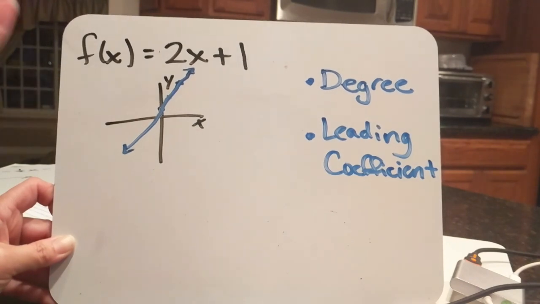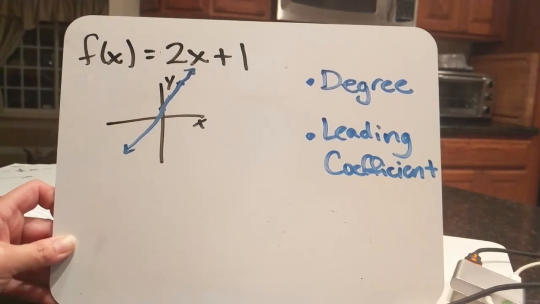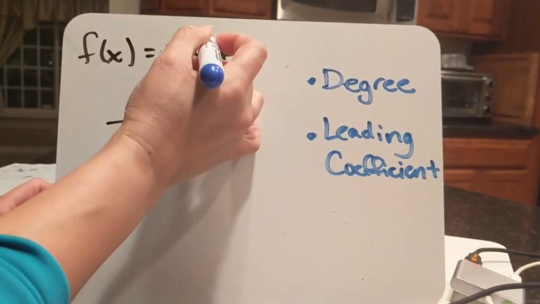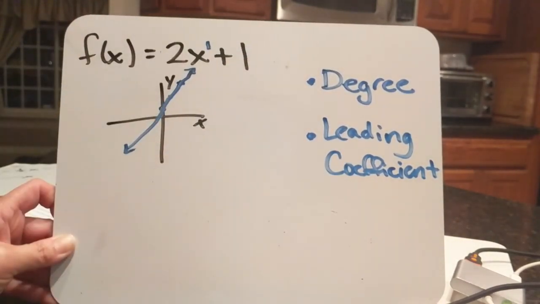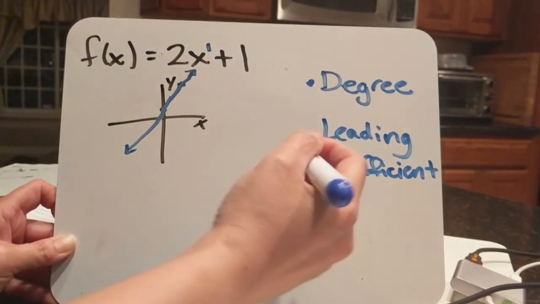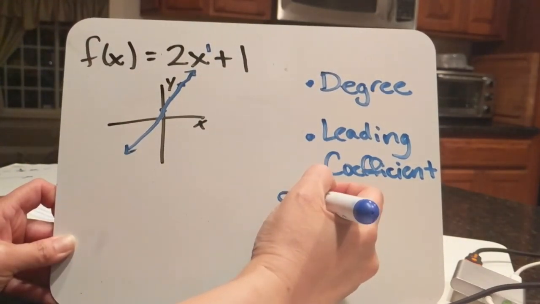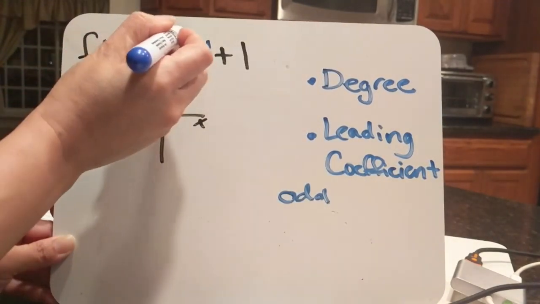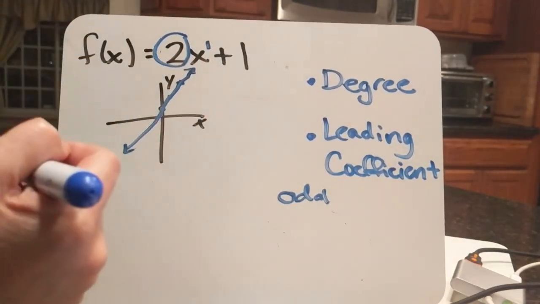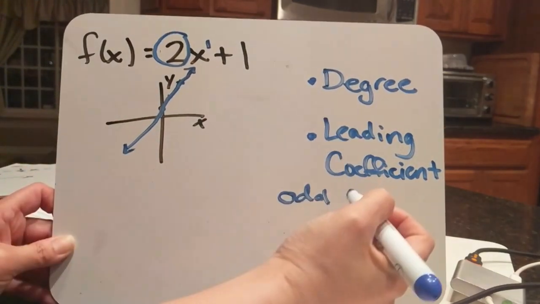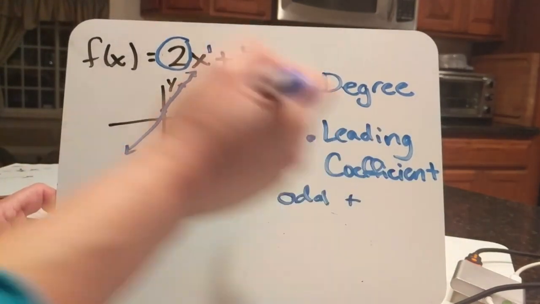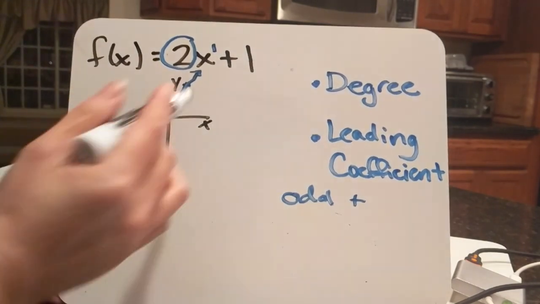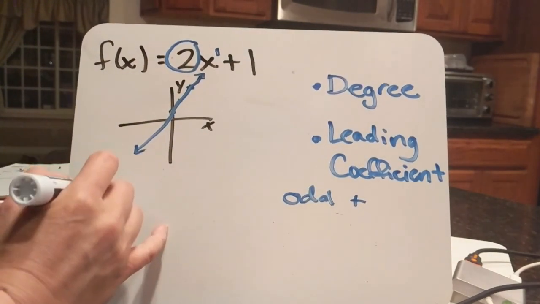Now, there's two important things to look at when you're looking at functions. The first one is going to be the degree. So the degree of this function is 1, because that's the highest exponent. Is 1 an odd or even number? It's an odd number. And the second thing we're going to look at is the leading coefficient. Is this leading coefficient positive or negative? This one is positive.